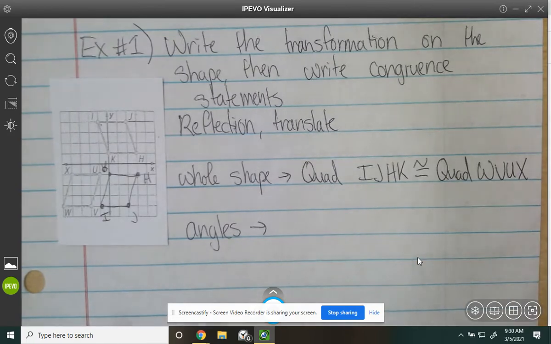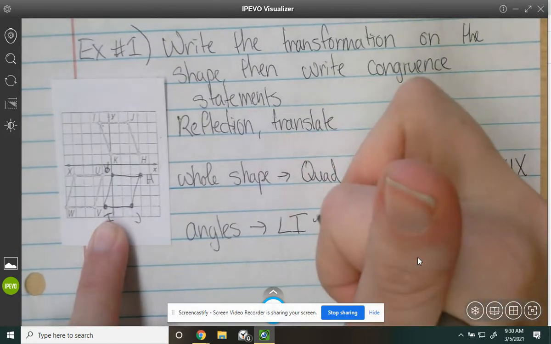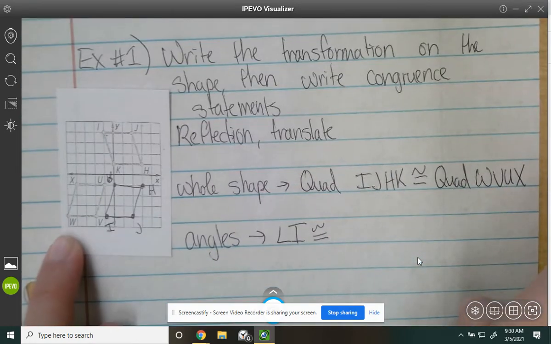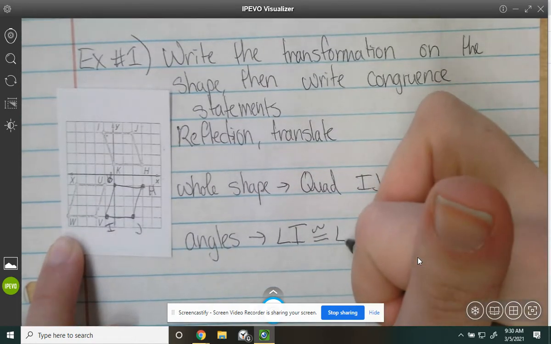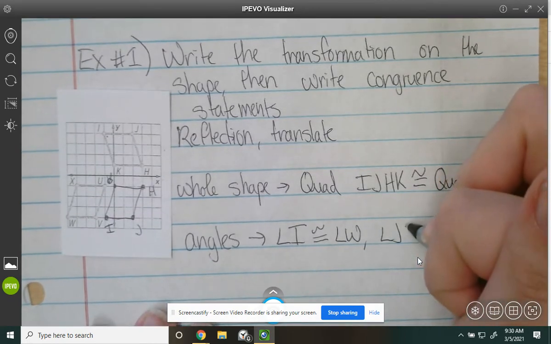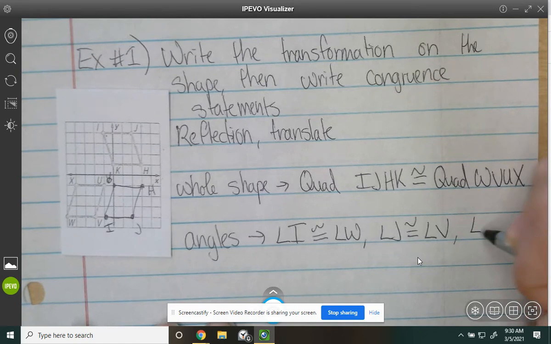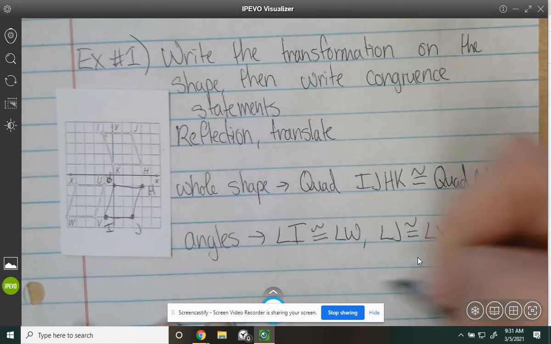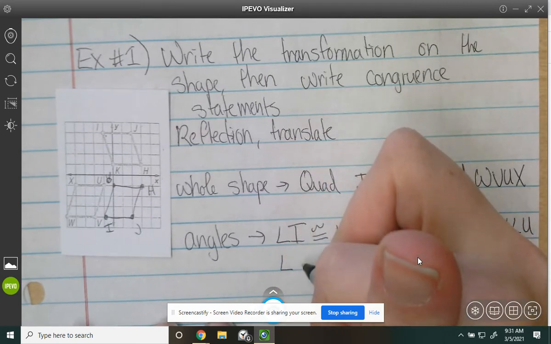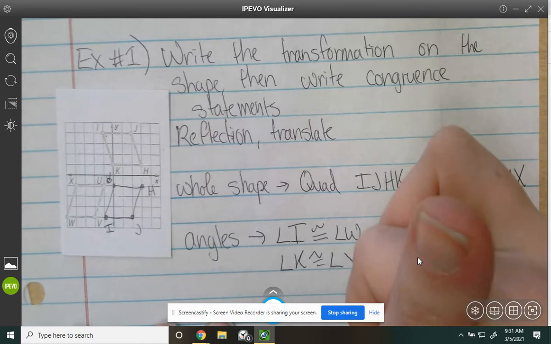Then I need my angle statement. So this part, angle I, if I'm talking about angle I, that would be congruent to angle W. And you have to do that for every single angle. So angle J would be congruent to angle V. Angle H would be congruent to angle U. And angle, what letter is that, K? Would be congruent to angle X.